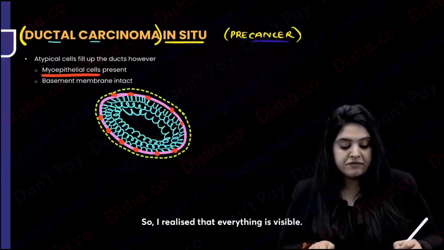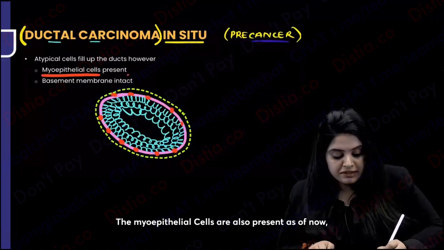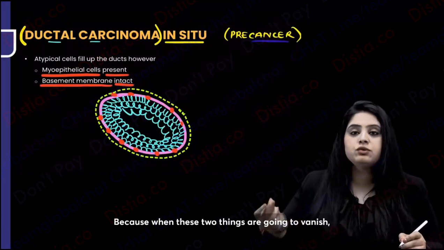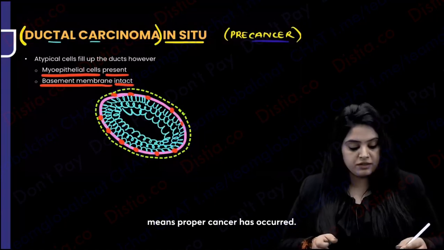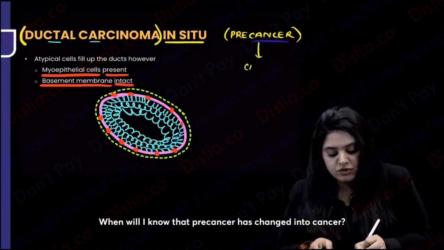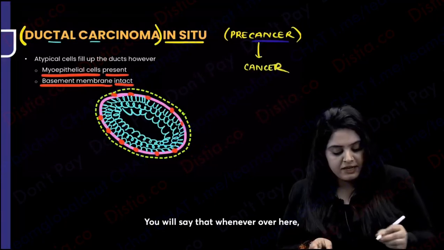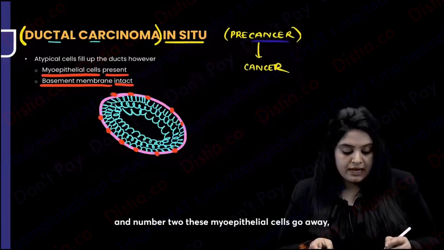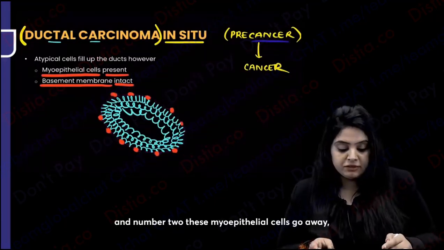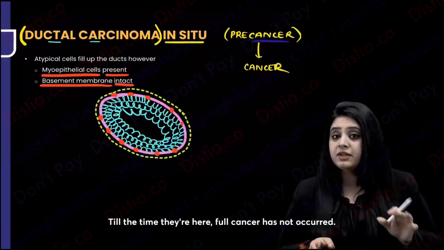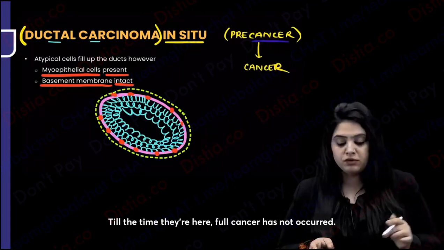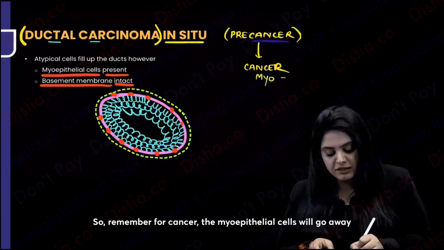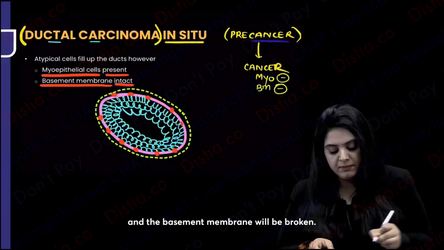So I realized that everything is visible. The myoepithelial cells are also present as of now. The basement membrane is also present as of now, because when these two things vanish, proper cancer has occurred. When will I know that pre-cancer has changed into cancer? You will say that whenever your number one, basement membrane goes away, and number two, these myoepithelial cells go away, that is when cancer will occur. But till the time they are here, the full cancer has not occurred. I am still in the pre-cancer stage. So remember, for cancer, the myoepithelial cells will go away and the basement membrane will be broken.